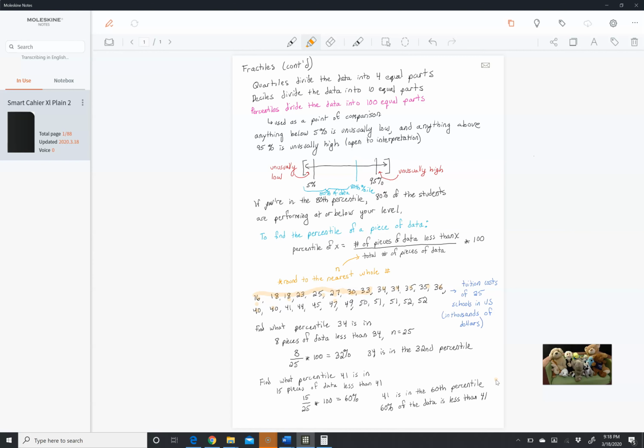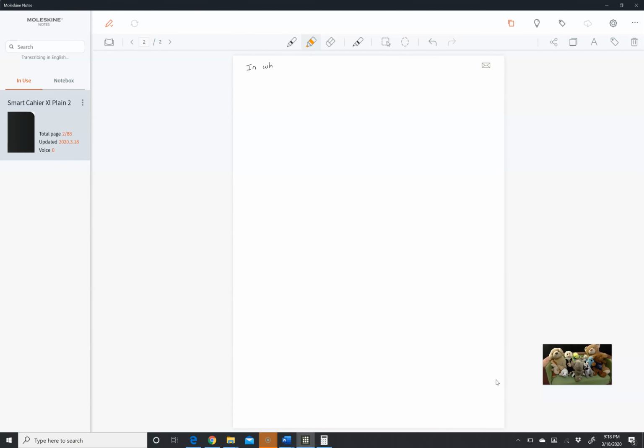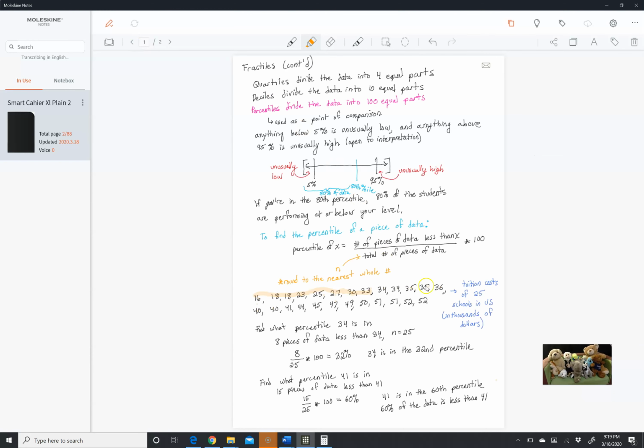Let's do one more. Let's say, for example, that we wanted to know what percentile 52 was in. And we might change the way in which we word this question. We would say, in what percentile is 52? So if we go back and we look at our data here, we can see all of these numbers are less than 52. That's 23 numbers. So we can count that, or we know that there are 25 and 2 of them are 52. So there are 23 less than 52. So 23 numbers less than 52.